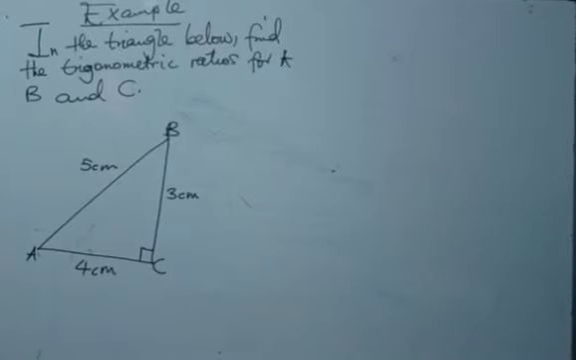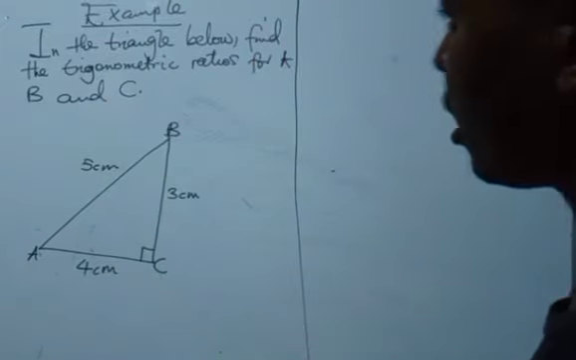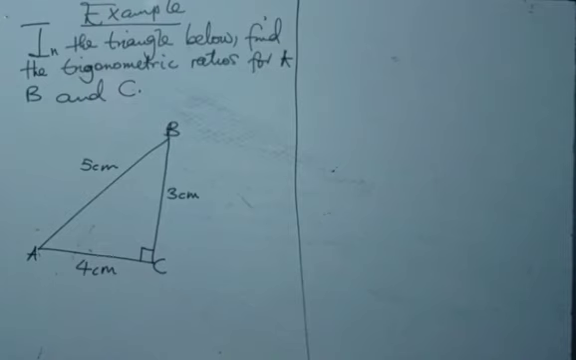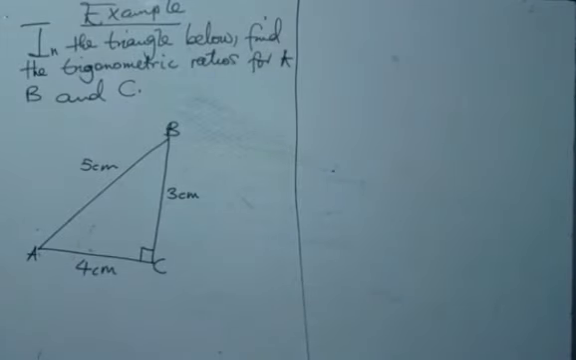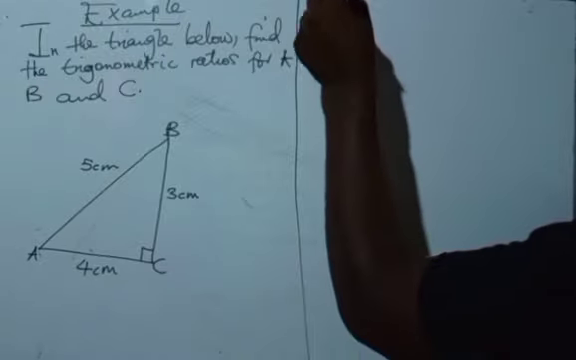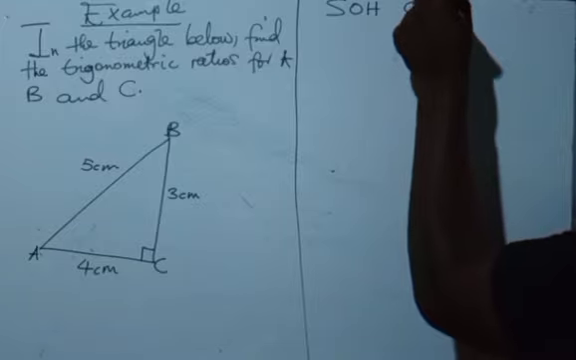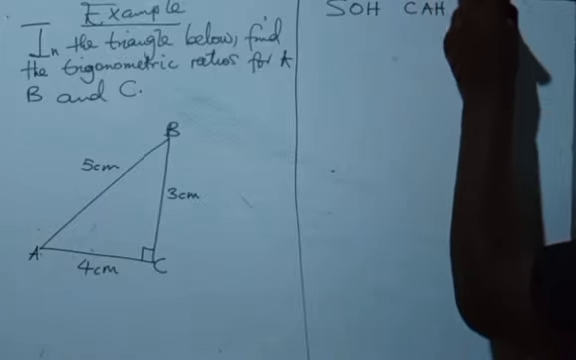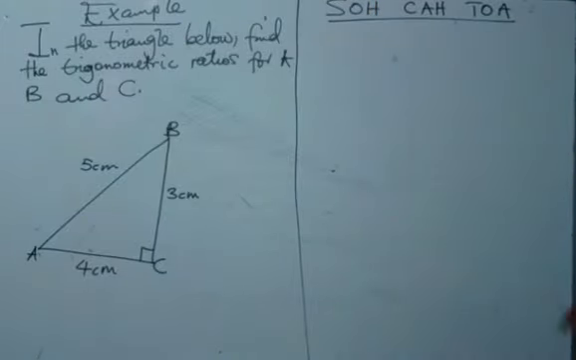Okay, we have one example, and this question is saying in the triangle below, let us find the trigonometric ratios for A, B, and C. In short, we are finding the trigonometric ratios for angle A, angle B, and also angle C. Remember the trigonometric ratios we are dealing with, SOH CAH TOA. So we'll start with A.